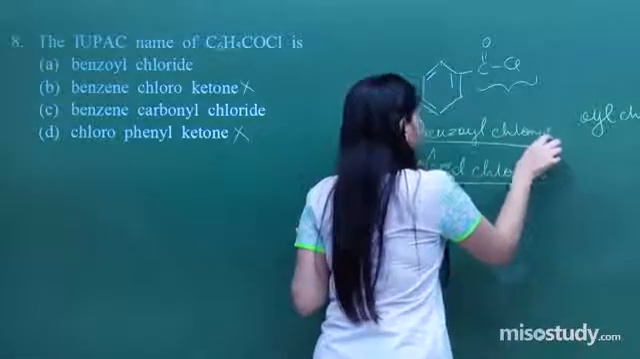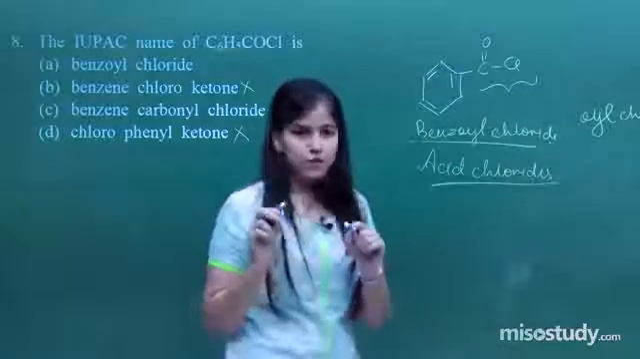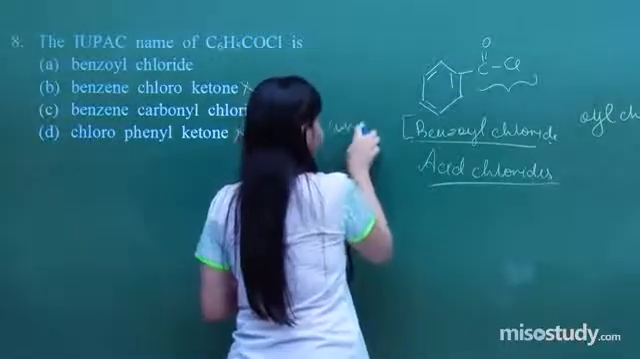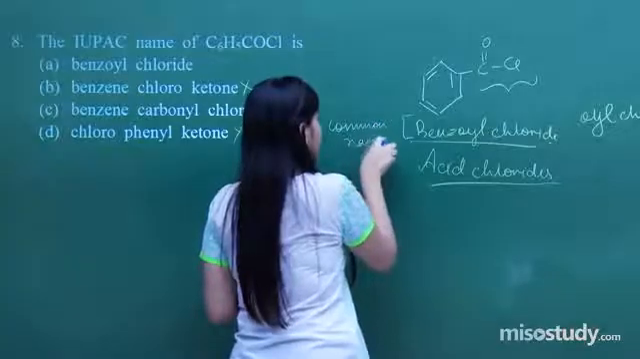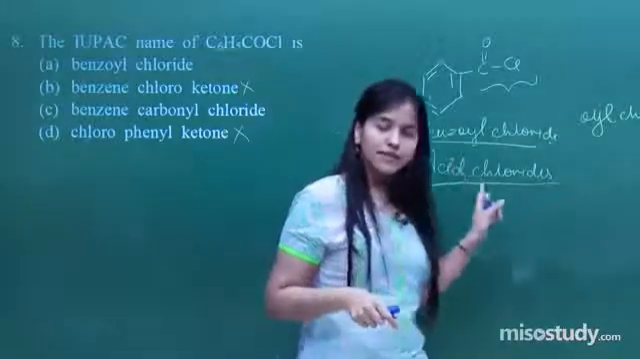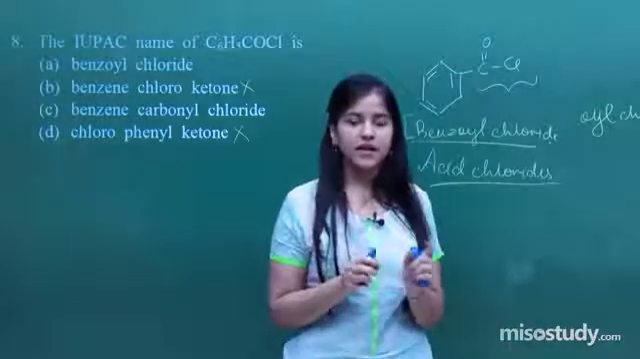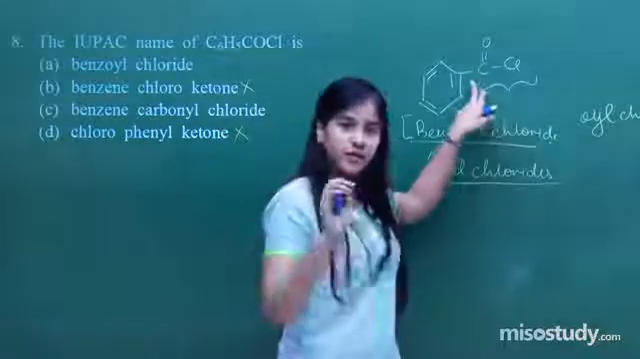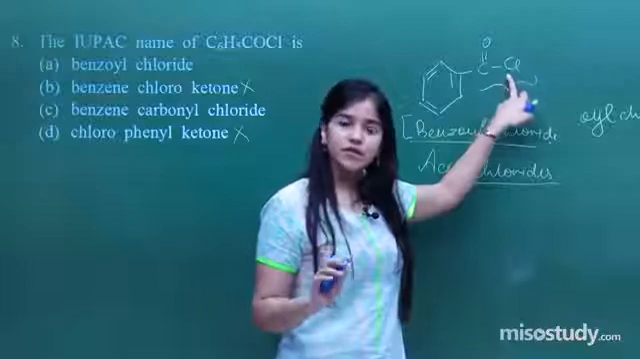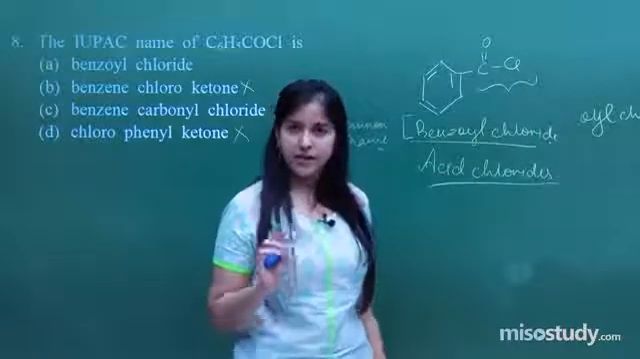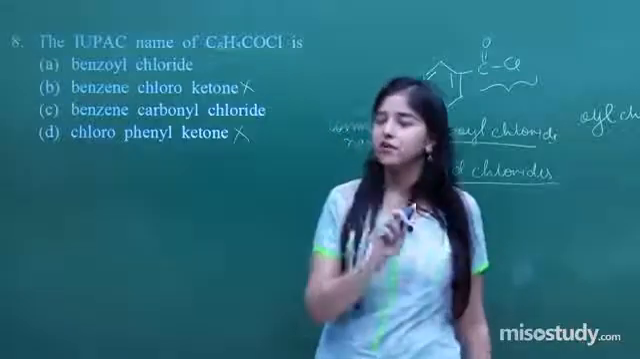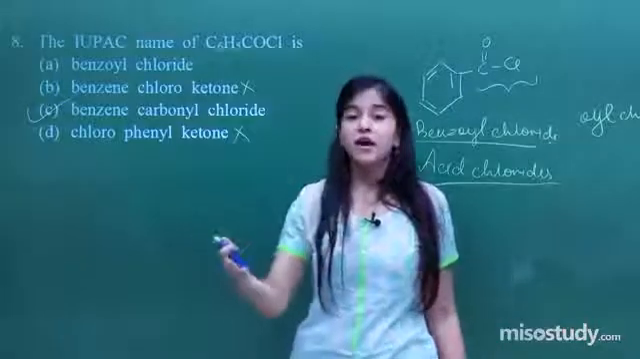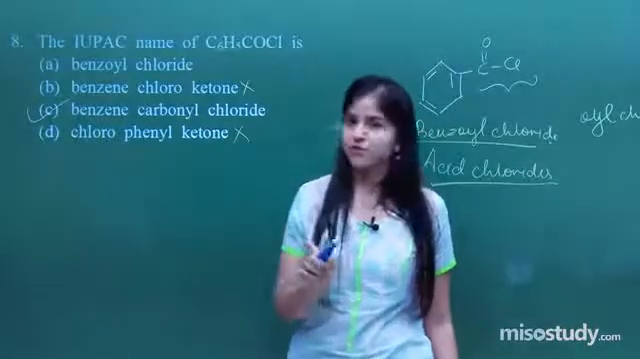But what is the problem in this name? This name is actually not the IUPAC name, but the common name of the compound. So you need to be very careful while choosing the options. How do I assign the IUPAC name? It would be benzene carbonyl chloride, because carbonyl is separately mentioned and chloride is separately mentioned. That would be our answer here, and not benzoyl chloride. I hope everybody has got it. Just be careful while choosing the names. They may have mentioned common names in between, which can confuse you.